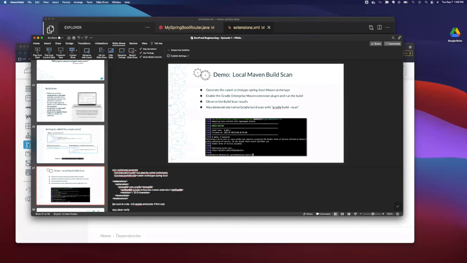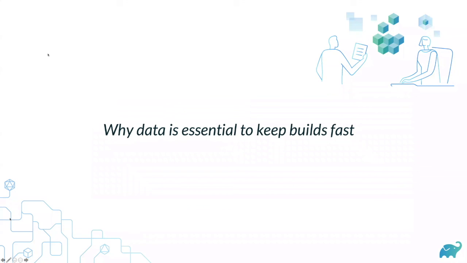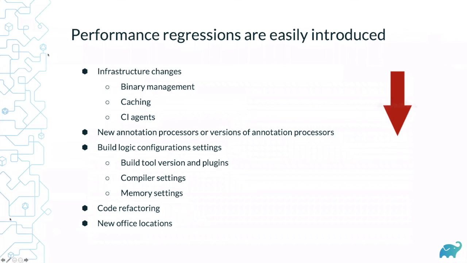But the most important part is not to just run the scan once. It's using this data to keep builds fast, right? That's why observability and data are just as much a part of this solution as acceleration. We accelerate, but we continually accelerate. We validate our acceleration. We know when we have to implement more through our data. Performance regressions, I think, are pretty easily introduced to projects. Quick time check here, looks like we're looking good. Performance regressions are pretty easily introduced as tons of different changes can come into an organization: code refactors, new office locations, changing networks, build logic configuration settings, new CI agents. There are so many things that can start introducing slowdowns into a business and into the build infrastructure.